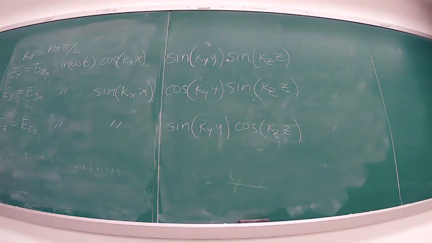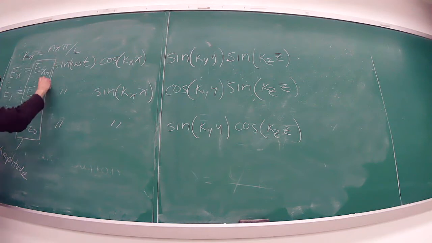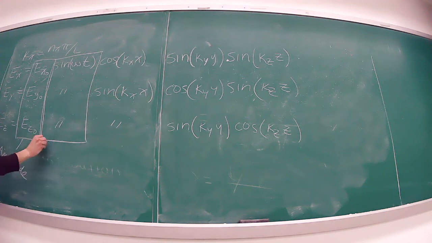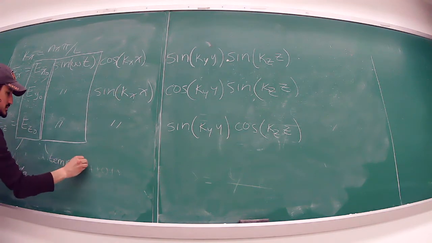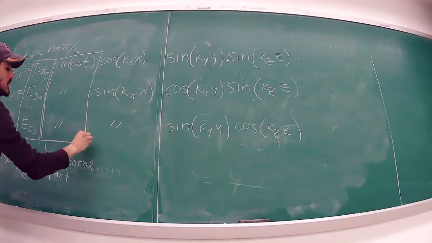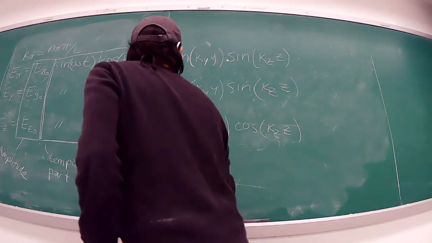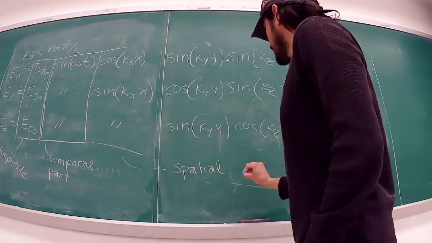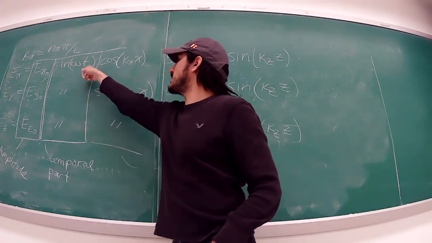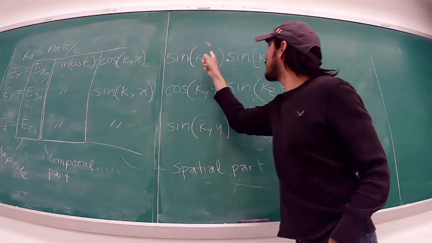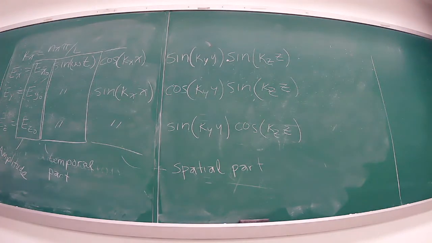Okay, so this part over here, if you look at it, is a constant. So this is the amplitude of the wave. And this part over here depends only on the time. So this is the temporal part. And the rest is the spatial part. This part depends only on the time. This part depends on the position, x, y, and z.